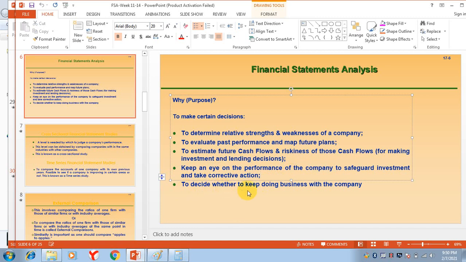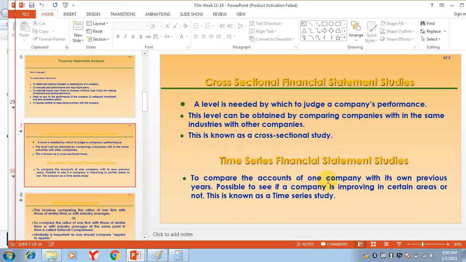To decide whether to keep doing business with the company. On the basis of ratio analysis, we are deciding whether to continue business with the same company. I'm talking about investors. So it is giving an idea to investors whether to keep doing business with the company or leave the company. So these are the reasons for financial statement analysis.